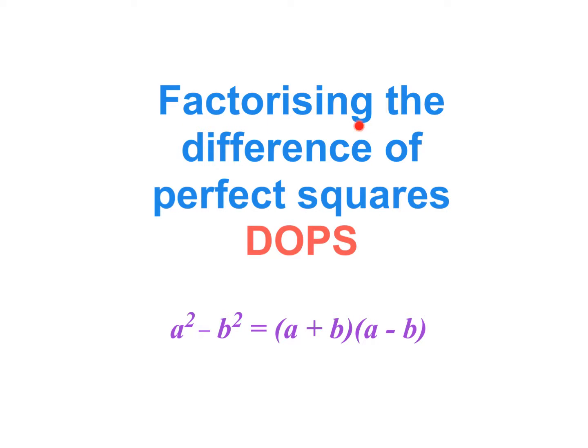In this video we'll be looking at factorizing the difference of perfect squares, or DOPS for short. And this is the rule over here. We have a squared minus b squared can be rewritten as (a plus b) multiplied by (a minus b). So this is the little rule that we will use.